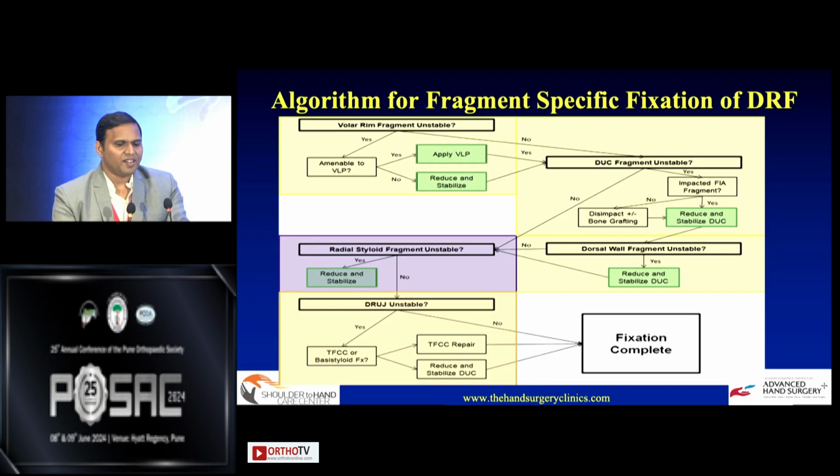The algorithm for fragment-specific fixation in distal radius fracture begins with volar rim fragment assessment. Whenever possible, we should use a volar locking plate for fixation. Then we should divert our attention to the dorsal ulnar corner or dorsal wall fragment. And then we should fix the radial column either with the help of a lateral column plate or K-wires. Lastly, when all fixation is done, we should assess the stability of the DRUJ and repair the TFCC if gross instability exists.